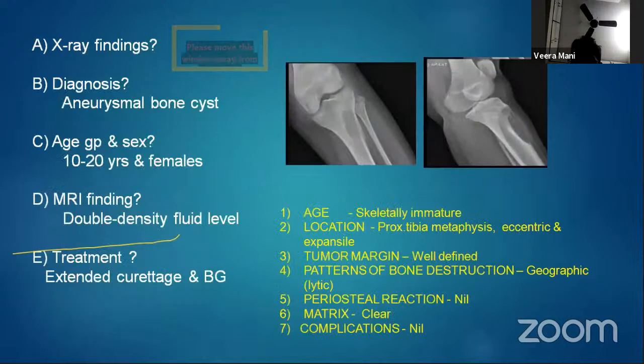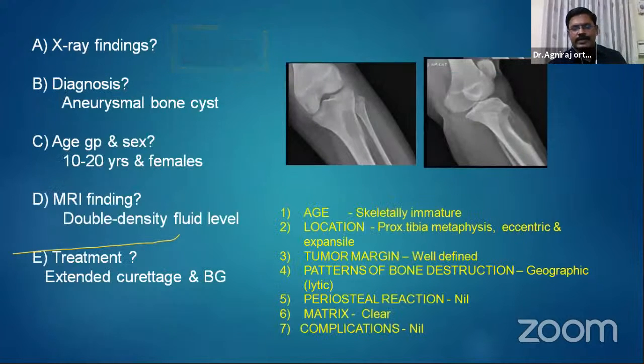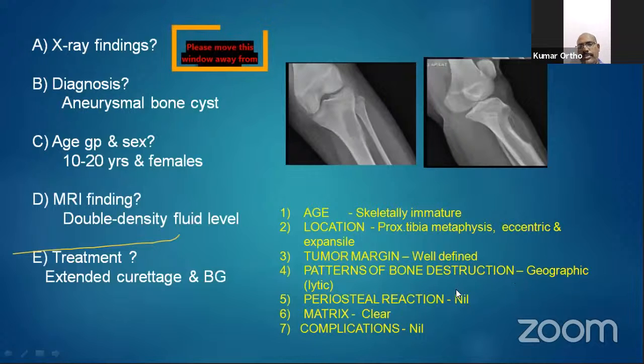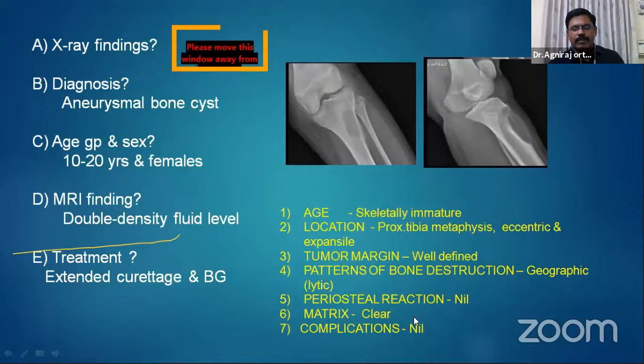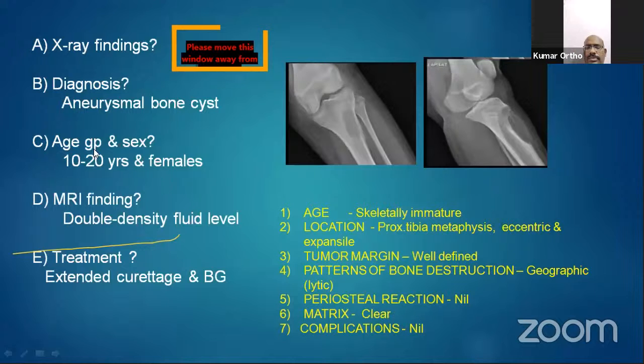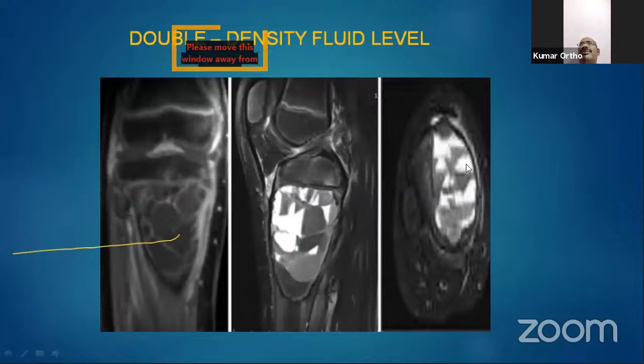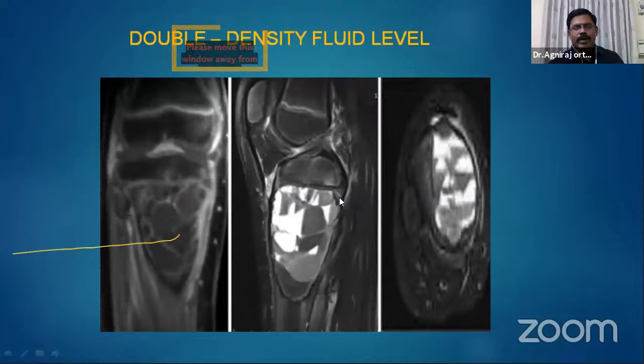Okay. So the seven points: age is relatively immature, location proximal tibia, metaphysis, eccentric expansion, tumor margin well defined, pattern of bone destruction geographic, lytic. Periosteal reaction, some periosteal reaction is accepted. Matrix is clear. Complication as of now, no. The age group is 10 to 20 years, more common in females. MRI shows a double density fluid level. So this is the double density fluid level in MRI of aneurysmal bone cyst.